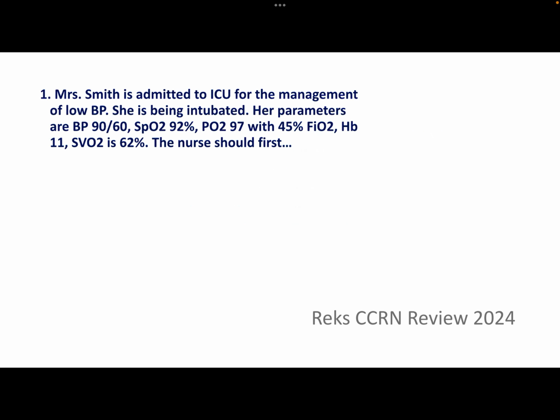Question number 1. Mrs. Smith is admitted to ICU for the management of low blood pressure. She is being intubated. Her parameters are blood pressure 90/60, saturation of 92, PO2 of 97 with an FiO2 of 45, hemoglobin of 11 and SVO2 is 62%. What should the nurse do first?